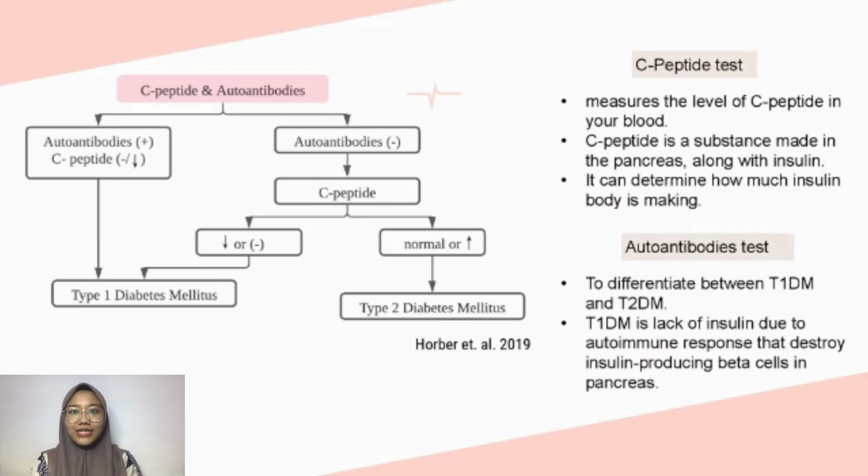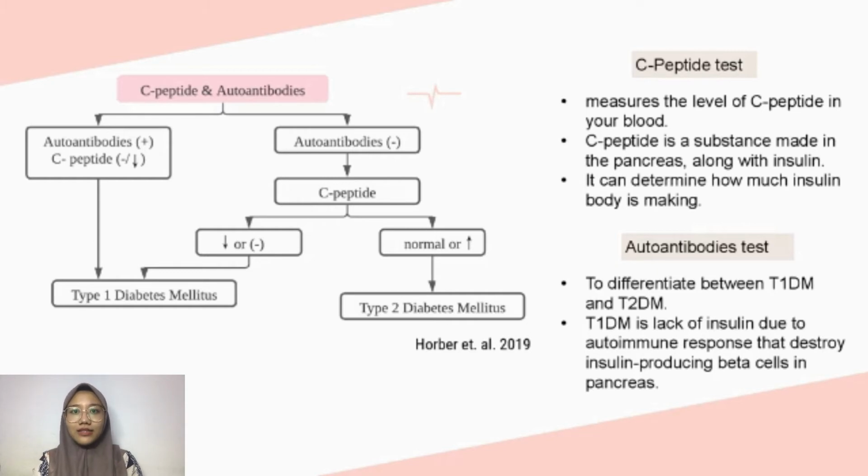There are two further tests that can be used to confirm whether the patient has diabetes mellitus type 1 or type 2, which are the C-peptide test and the autoantibody test. The C-peptide test measures the level of C-peptide in your blood. C-peptide is a substance made in the pancreas along with insulin. It can determine how much insulin the body is making.